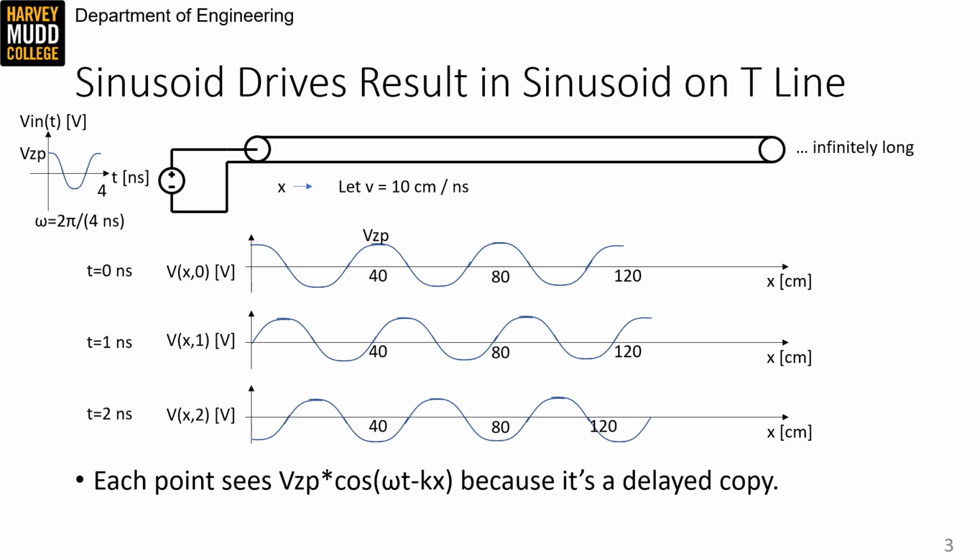The x dimension of the sine wave has been stretched by the velocity of the transmission line as usual. You can see that stretching by looking at the first peak of the 0 nanosecond curve, so right here. It's at 40 centimeters, which is 10 centimeters per nanosecond times the 4 nanosecond period. The amplitude of the wave is VZP everywhere, the same as V in of t.